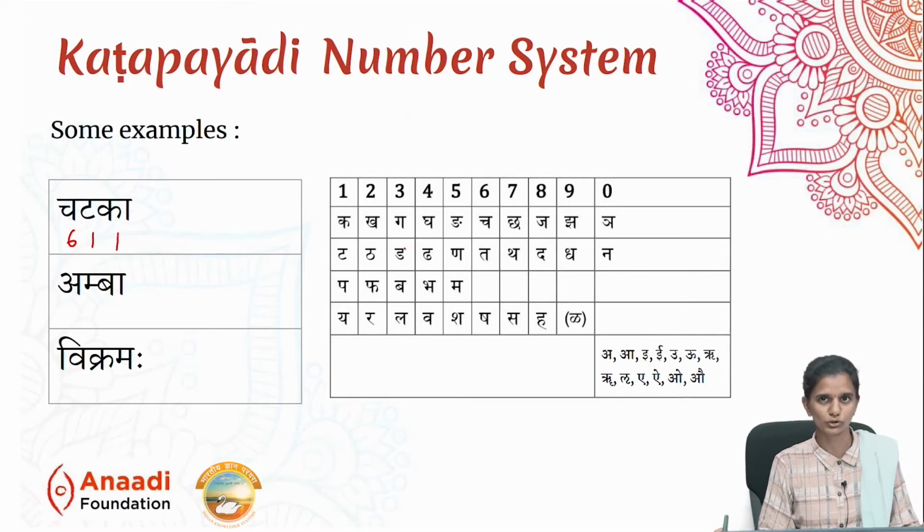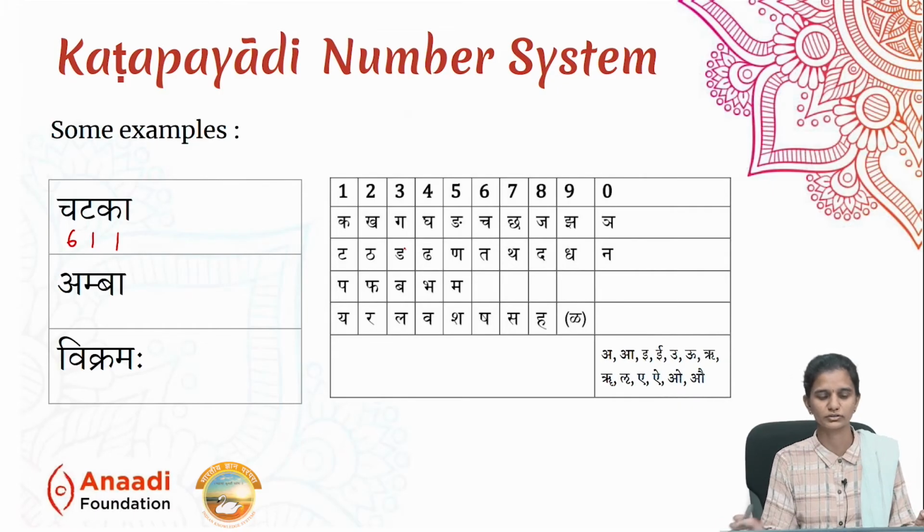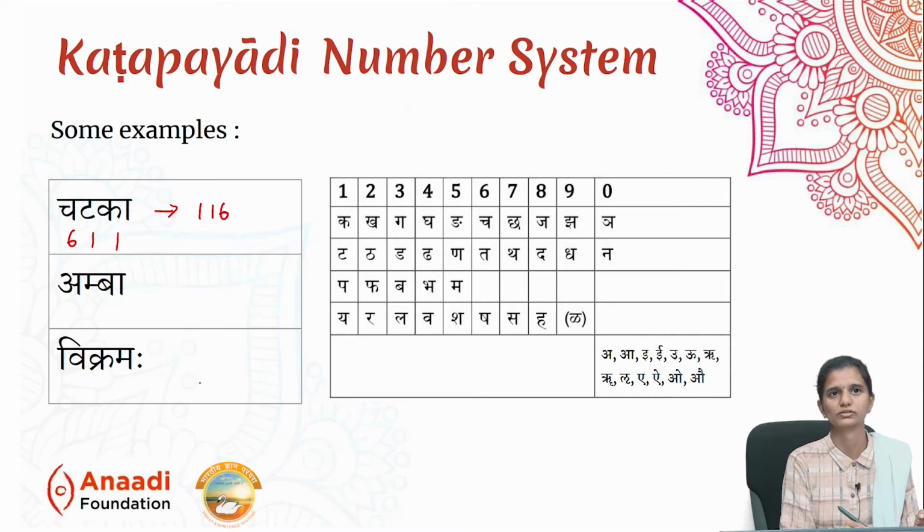The rule that we saw was ankanam vamato gatihi, and we have to write it in the reverse order. So, what will be the value for chataka? It will be 1, 1, 6.